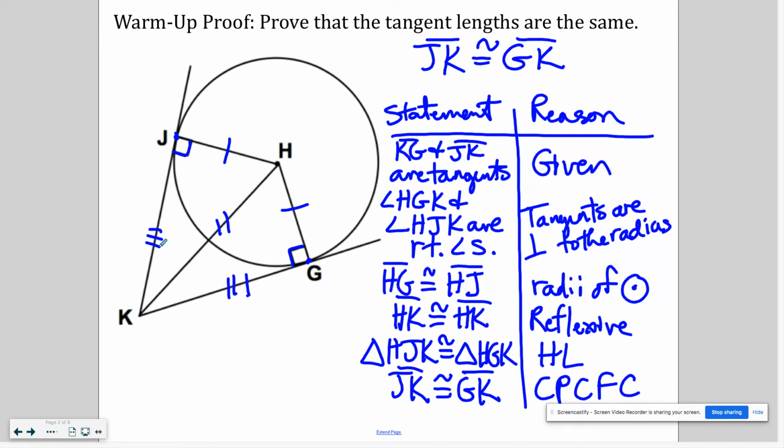So that's one of your theorems in the book, and we're going to use that to solve. If you knew that this was 20 centimeters, you can immediately say that this other side is 20 centimeters, as long as you know that they're both tangent to the circle and of course they intersect in the same spot.